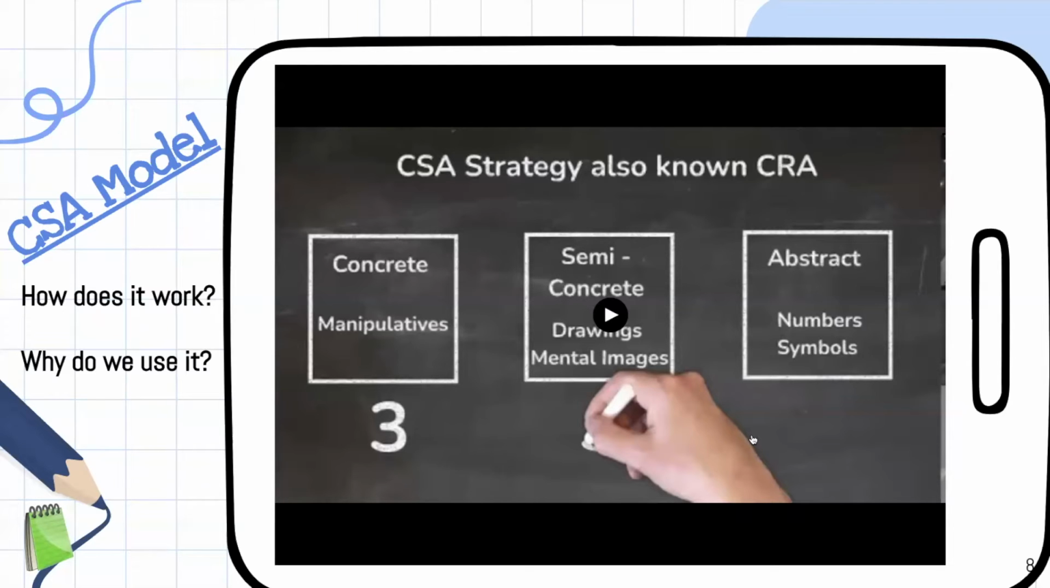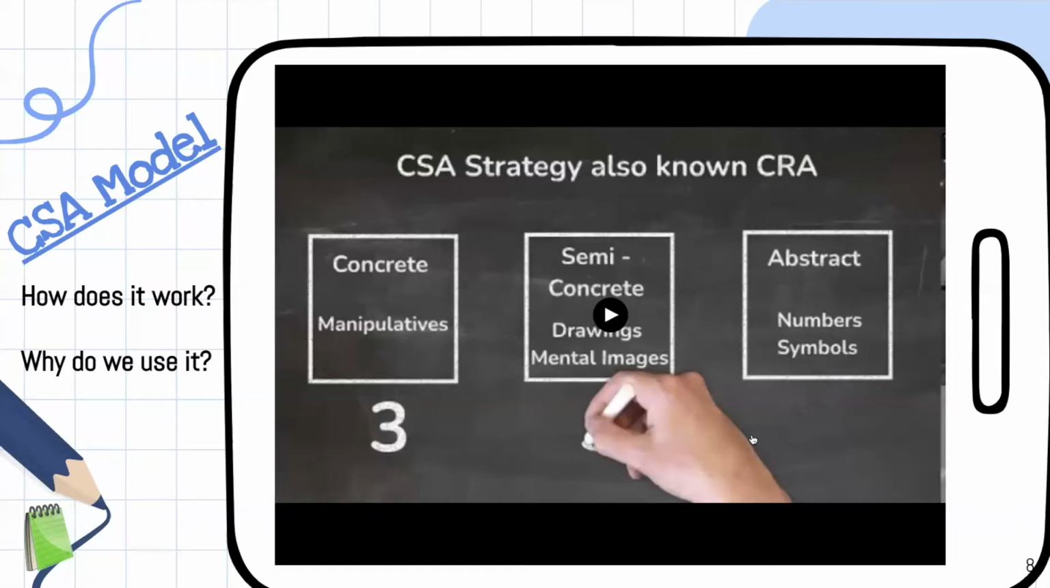True. And then, of course, after we have modeled and used those tools, then we have the kids link that to a semi-concrete where they would actually do drawings, or eventually they want to be able to do those with mental images of what it would look like. We normally don't move from concrete and leave it. We take it along with us. We have concrete and we move into the semi-concrete and we bring the two together. And then after we get really good at that, then we throw in the abstract. Now that abstract is when we're talking about using the numbers and those symbols.